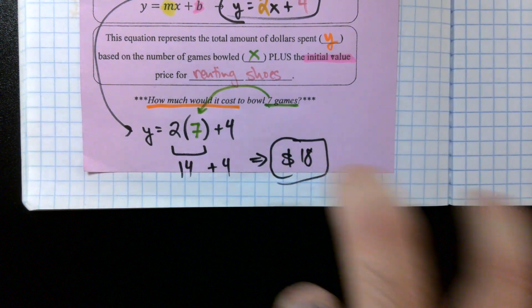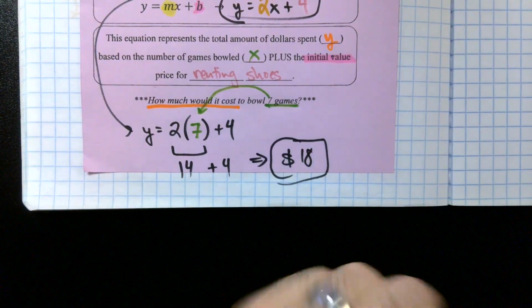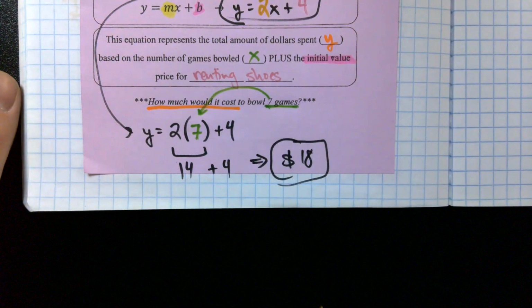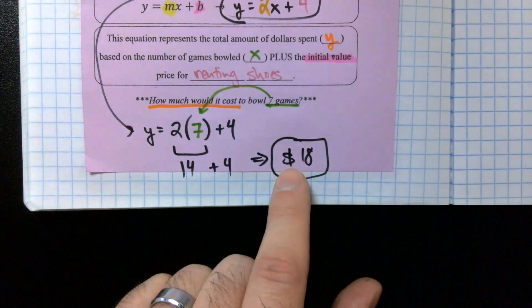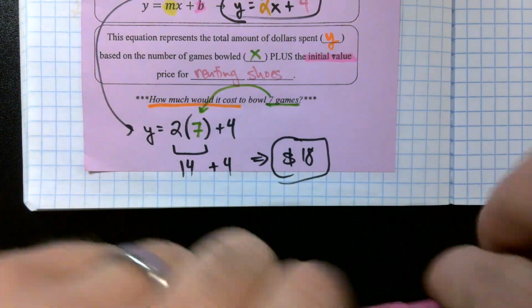I cannot stress how important units are going to be in these next 2 lessons. Anytime I'm talking about a specific context, miles per hour, Cheetos per minute, dollars per games bowled, whatever context I'm talking about, my answer should have units on it. So how much would it cost? Well, $18. All right? If only bowling in real life was actually that cheap.